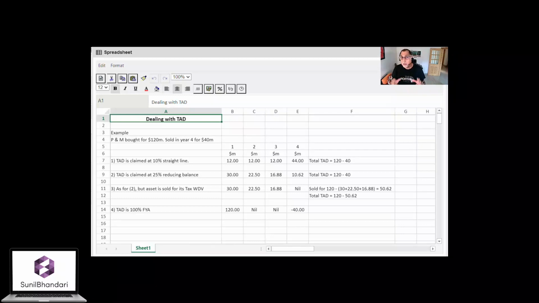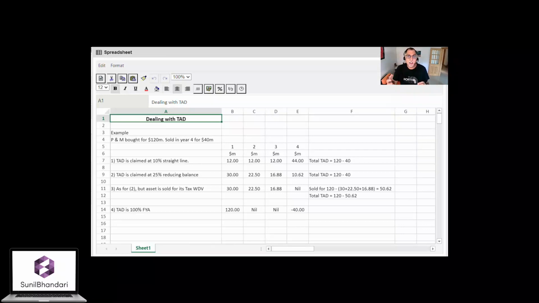So I am using the ACCA practice platform, the spreadsheet area, which is a blank workspace spreadsheet, which you can see here. And I've typed everything in just so that we can make the video nice and efficient. So what we've got here is the idea of an example. And I just want to explain the general principles of TAD.